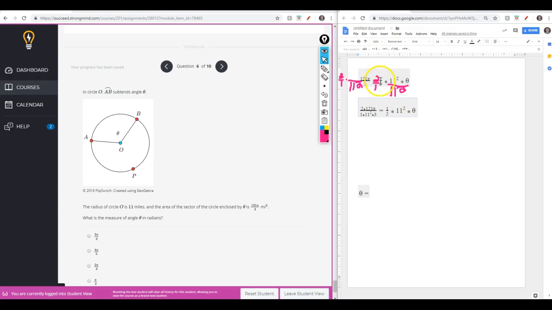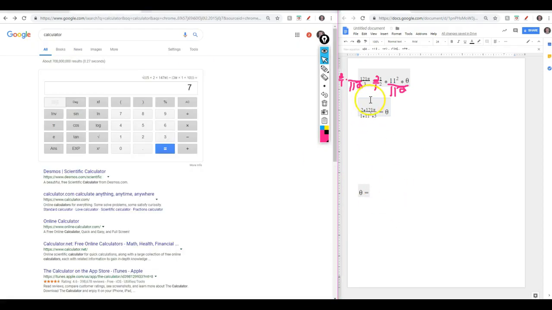And then on this side, like I had said earlier, 2 times 1 is 2, and 1 times 2 is 2. So this creates a 2 over 2, which reduces down to 1. So there's that one. 11 squared divided by 11 squared, because it's the same quantity divided by the same quantity, reduces down to 1. 1 times 1 times theta is theta, since 1 doesn't change the value of anything. So we did reach our goal. We have theta equals blank, and I'm going to jump over to a calculator now.